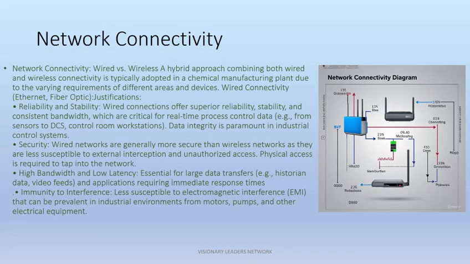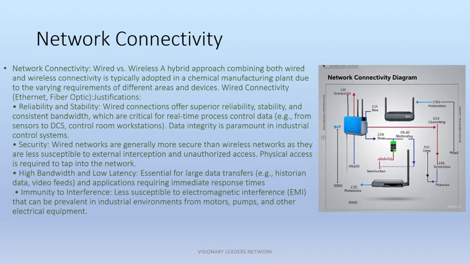So we have our network connectivity. The network connectivity of styrene production is critical to ensuring the effective and safe production of high quality styrene by leveraging advanced technologies and systems. Manufacturers can optimize their processes, reduce costs, and improve customer satisfaction. A hybrid approach combining both wired and wireless is typically adopted in chemical manufacturing plants due to the varying requirements of different areas and devices.